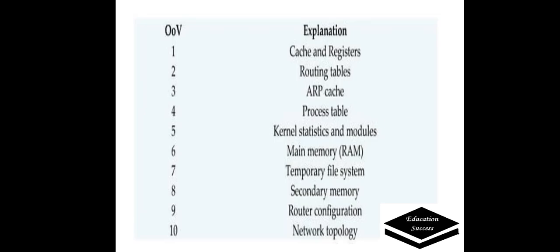This is the sequence of OoV, order of volatility. First one is cache and register, second one routing table, third ARP cache, fourth process table, fifth kernel statistics and modules, sixth one main memory, meaning RAM, seventh temporary file system, eighth secondary memory, ninth routing configuration and tenth network topology. So in the same sequence the data has to be collected. Most volatile data is cache and register, that has to be collected first, and in the last we have to collect data from network topology. So this is the order of volatility defined by IETF.